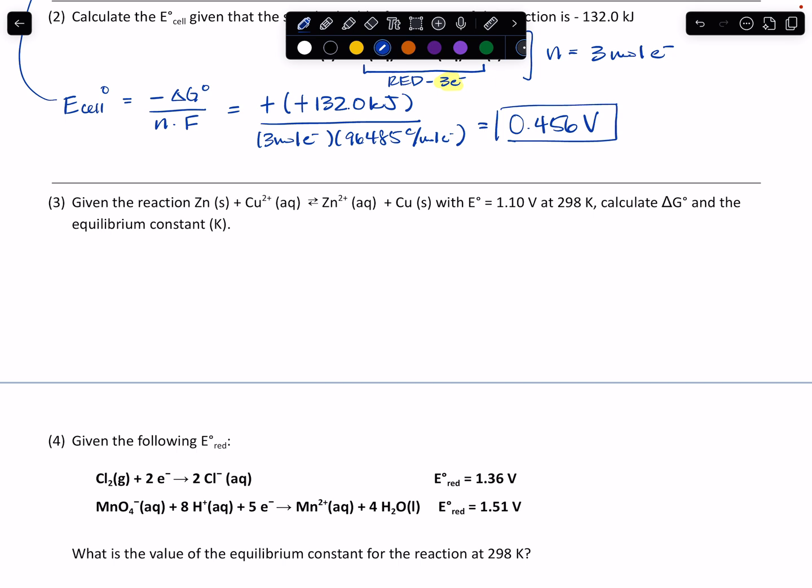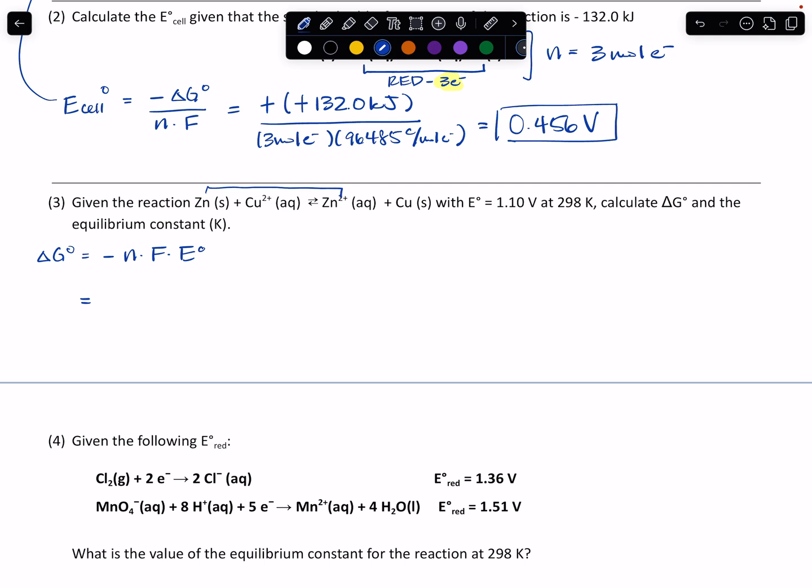Okay. Let's move down to this number 3. Given the reaction, zinc solid plus copper ions form zinc ions plus copper solid with a cell potential of 1.10 at 298 Kelvin. Calculate delta G and the equilibrium constant. So you can start either way. You can calculate K first and then delta G, or delta G and then K. I'm going to start with delta G. So I know that Gibbs free energy is going to be equal to negative N times F times that cell potential. Again, I need to figure out what N is.